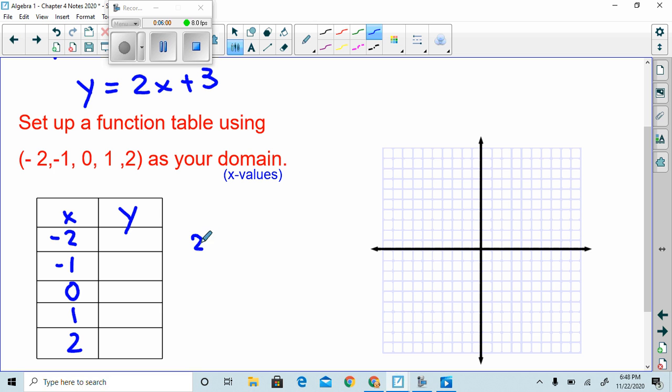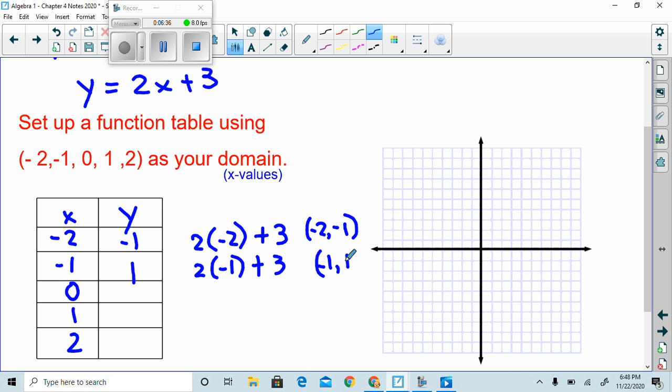When x is equal to -2, that's -4 plus 3 is -1. My first ordered pair is (-2, -1). Second value, I'm going to replace x with -1, and that gives me -2 plus 3, which is going to give me a +1. So when I input 0, I output 2 times 0 plus 3, which will give me 3.